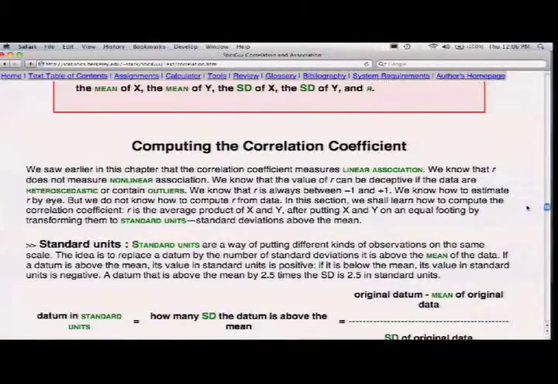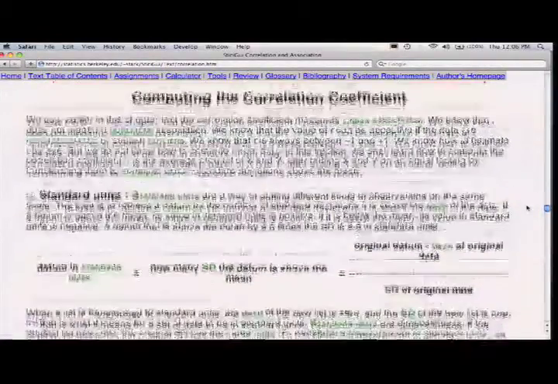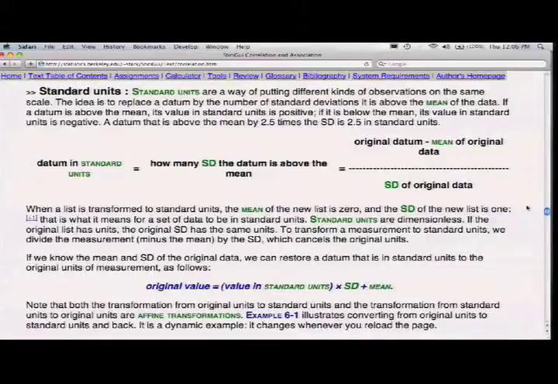Now let's talk about numerically how to compute the correlation coefficient. So it's a number that's been on this plot. Where does it come from? The first step in computing the correlation coefficient is to turn the two lists of numbers into standard units. Remember, we're computing the correlation coefficient between two variables, and we need to turn each of those variables into standard units. So what is a value in standard units?